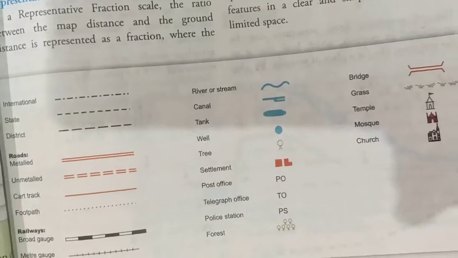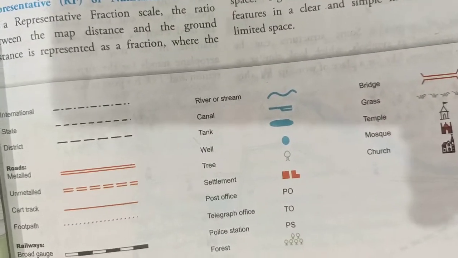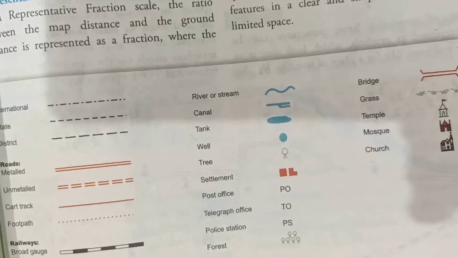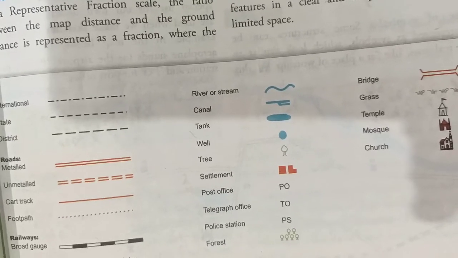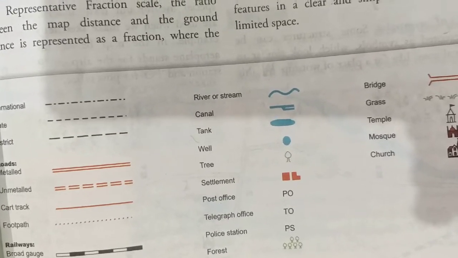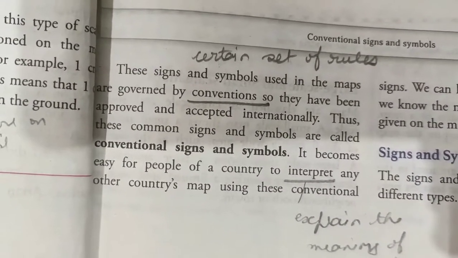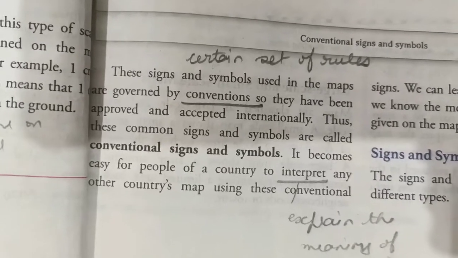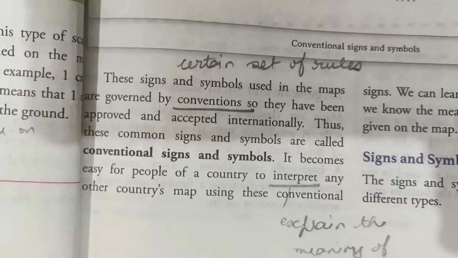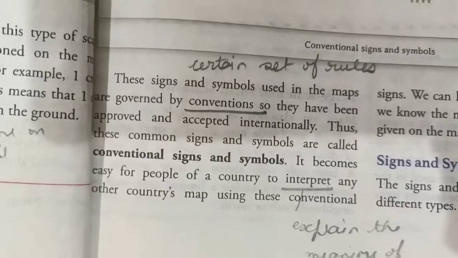Now here you can see a box over here, and you can see the various signs and symbols, and it is already written what they represent. So these are very, very important. Now these signs and the symbols which are used in the maps are governed by conventions. Now what is the meaning of the word conventions? It means certain set of rules.